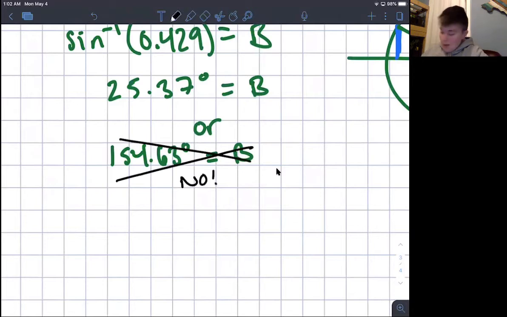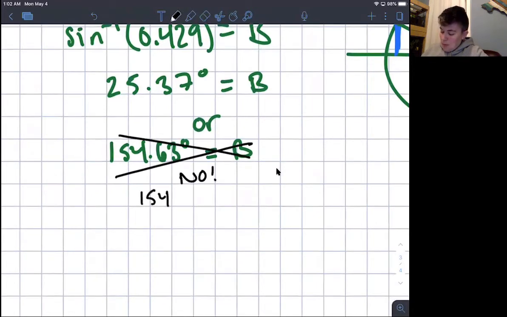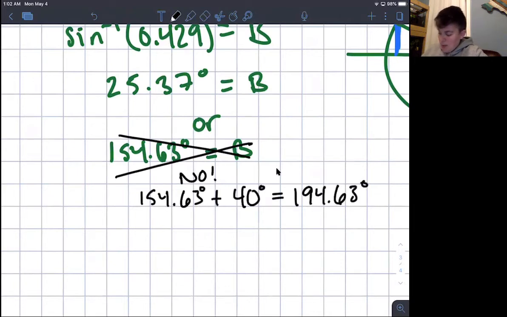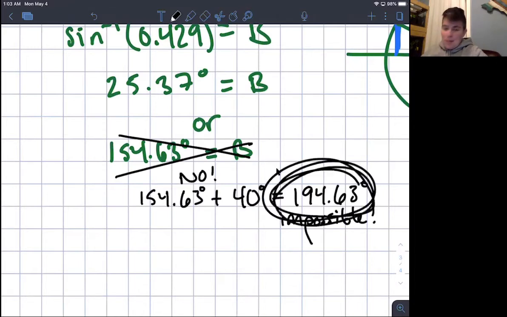Hopefully, you are saying to yourself, 154.63 plus 40 degrees is 194.63 degrees. That, my friends, is impossible. I cannot have that big of a measure in a triangle because the angles of a triangle add up to 180 degrees, right? Which means that's impossible.